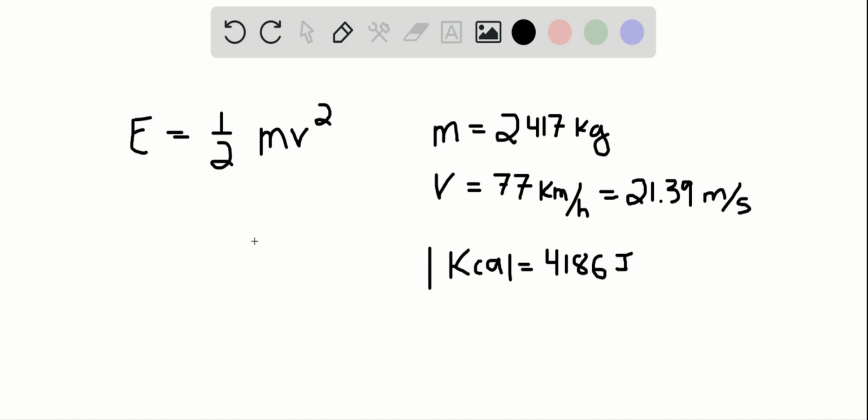So all of the energy is going into the brakes. So that equation is E equals 1/2 mv squared, where E is the energy, m is the mass, v is the velocity. And they give us those values. The mass of the car was 2,417 kilograms. The velocity of the car was 77 kilometers per hour.